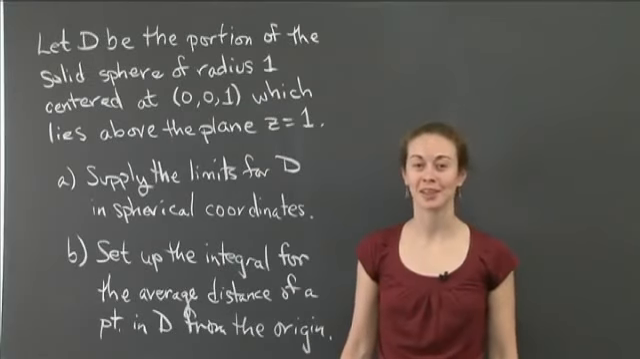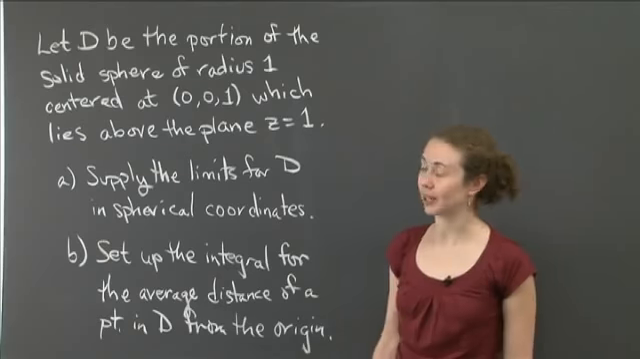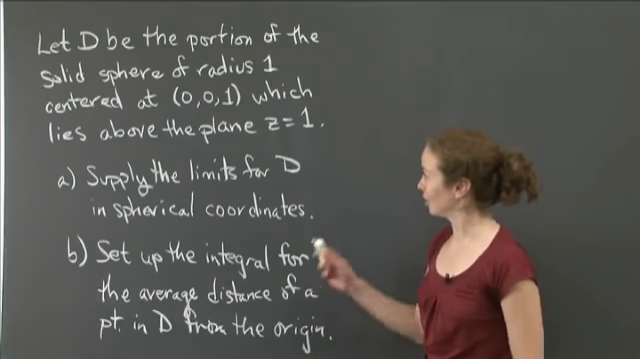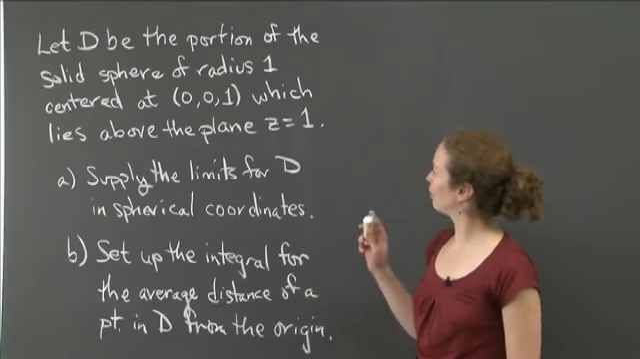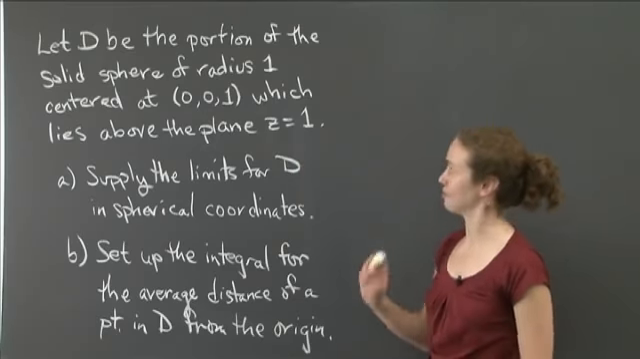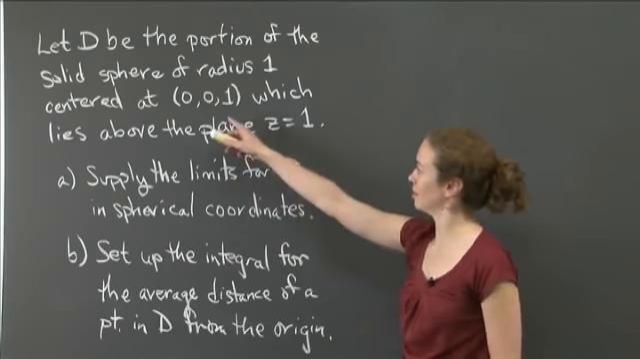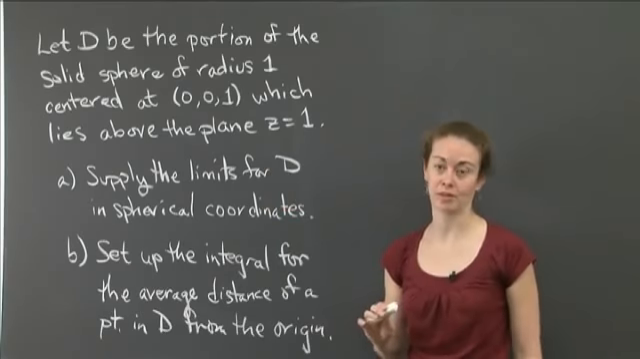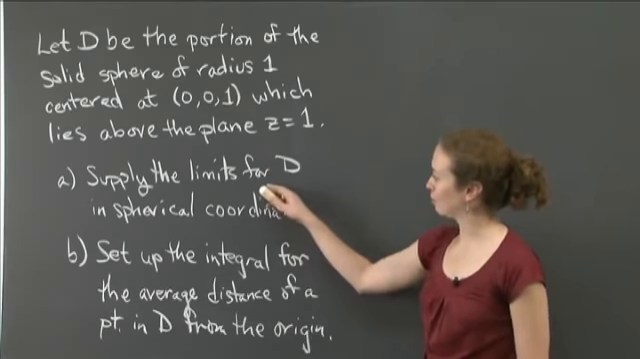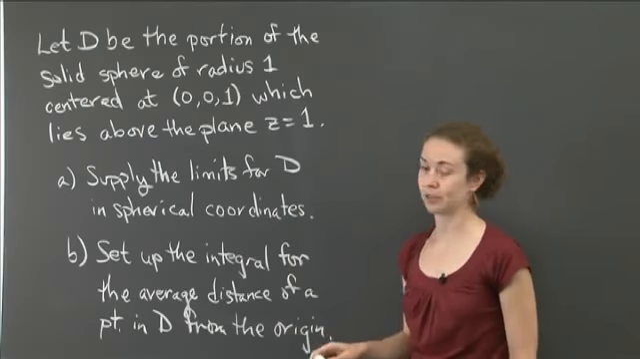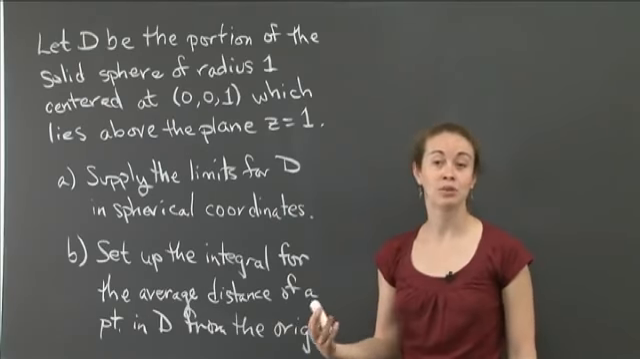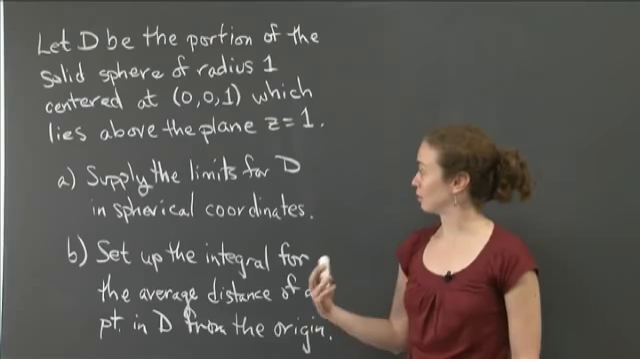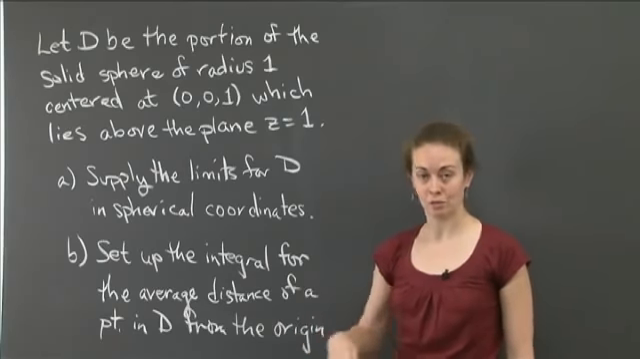Welcome back to recitation. In this video, I'd like us to work on the following problem. We're going to let capital D denote the portion of the solid sphere of radius 1 that's centered at 0, 0, 1, which also lies above the plane z equals 1. And then I'd like us to first supply the limits for D in spherical coordinates.